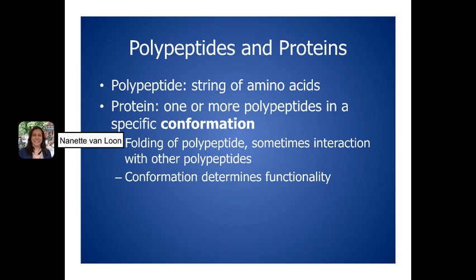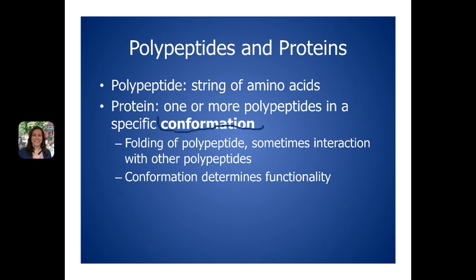What is the difference between polypeptides and proteins? A polypeptide, that word refers to a string of amino acids. So lots of amino acids connected to each other through peptide bonds. When we refer to a protein, sometimes it can also be composed of one polypeptide, or sometimes it is composed of more than one polypeptide. But the polypeptides are in a very specific conformation.